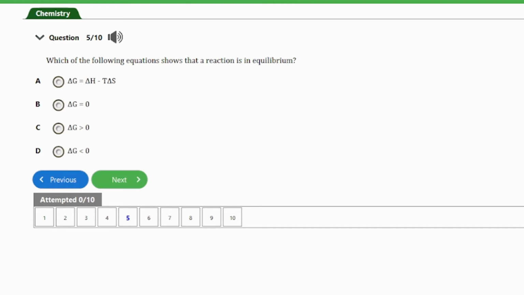A reaction in equilibrium has the Gibbs free energy that is equal to 0. So guys, delta G is the Gibbs free energy, and the one that best suits the answer to this question is the one that relates delta G to 0, and that's option B here.